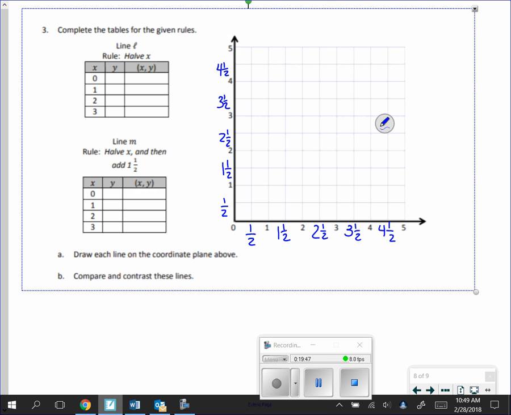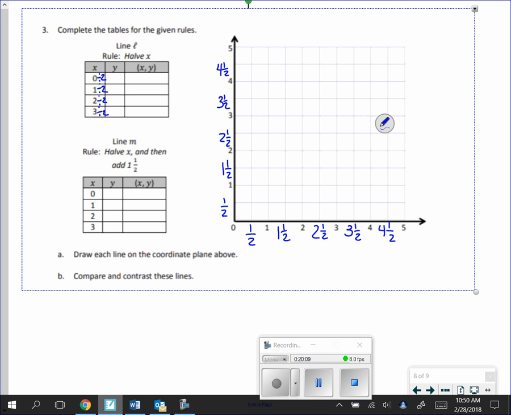If I have a half of it, I'm having 1 out of the 2. So if you're halving it, you are having to divide each one of these by 2. We did that on one of ours yesterday.